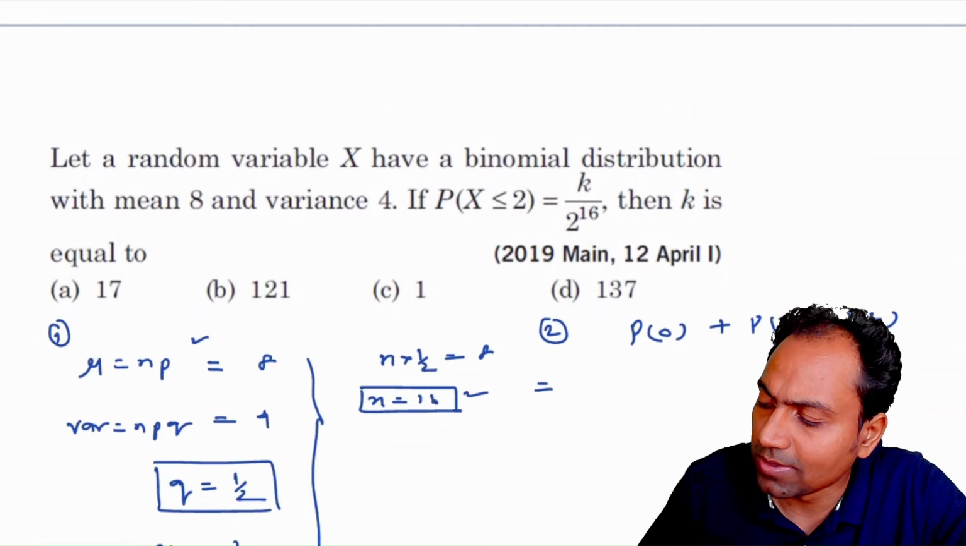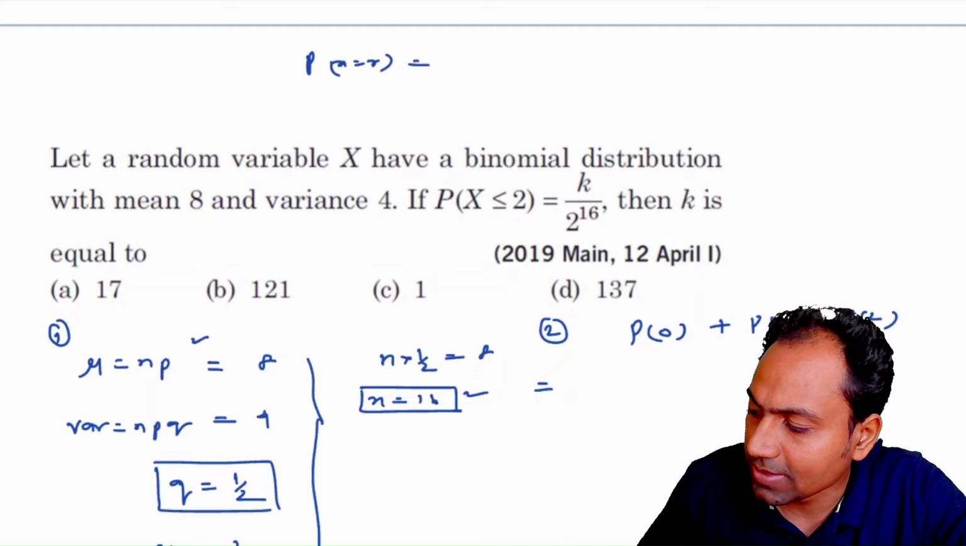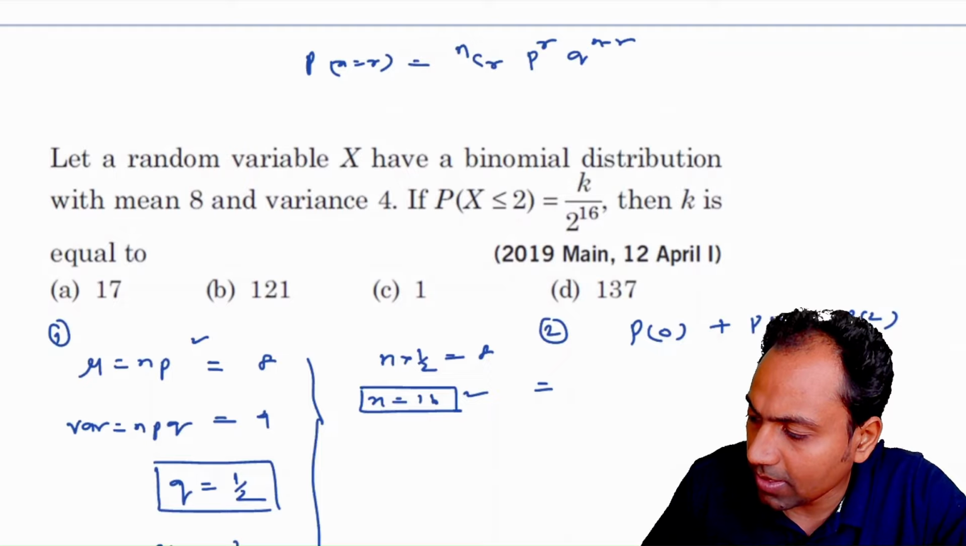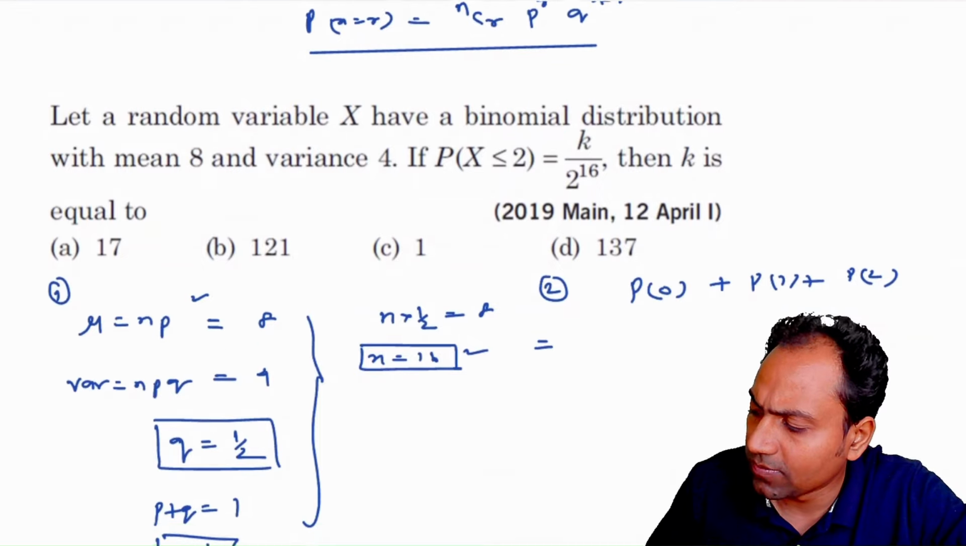Now this basic result you should know: if you are writing X is equal to R, that would mean R successes. It is NCR, P raised to the power R, Q raised to the power N minus R. Now this is a basic idea that we need to know. So once we know this, we can apply it here.